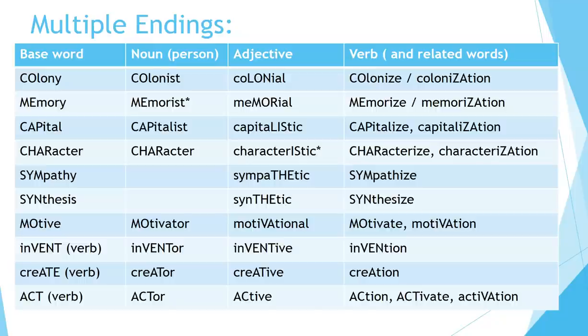Let's look at the next column. Noun, person, colonist, memorist, capitalist, character, motivator. Notice how it changes with the next one. Inventor, creator, actor. Column 3, adjective, colonial, memorial, capitalistic, characteristic. Characteristic can be a noun or an adjective. Sympathetic, synthetic, motivational, inventive, creative, active.